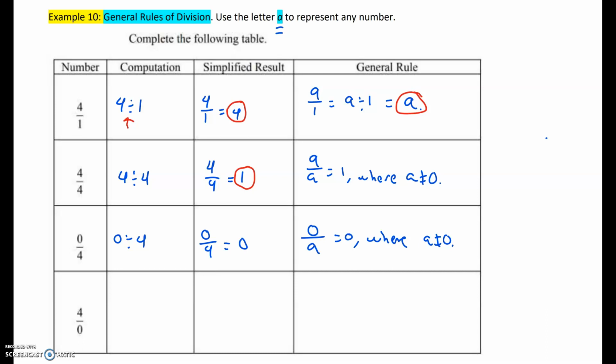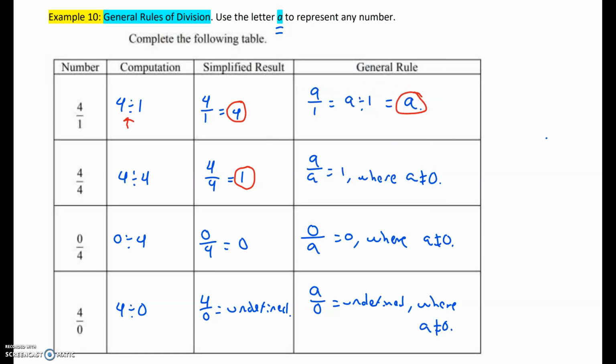Okay, let's take a look at the last one. In here, they're saying 4 divided by 0. Simplified result: 4 divided by 0 is undefined. And then the general rule is that a divided by 0 is undefined, where a is not equal to 0. We're just looking at the basic one.